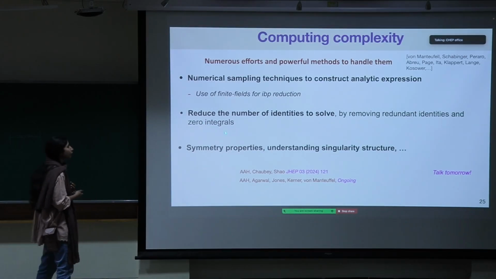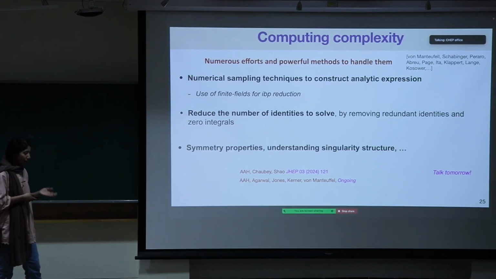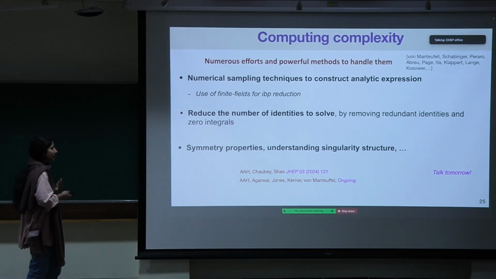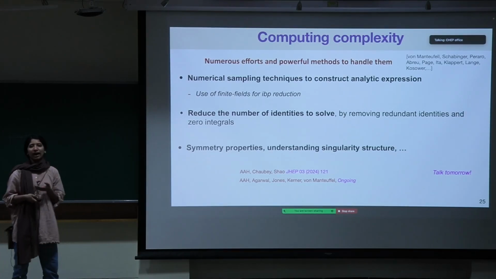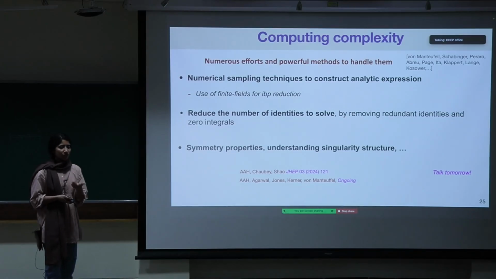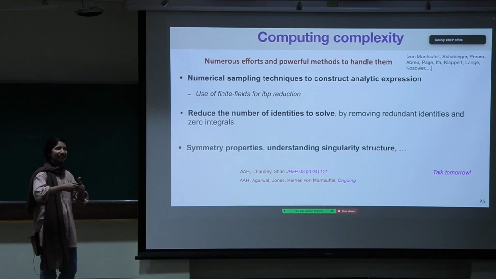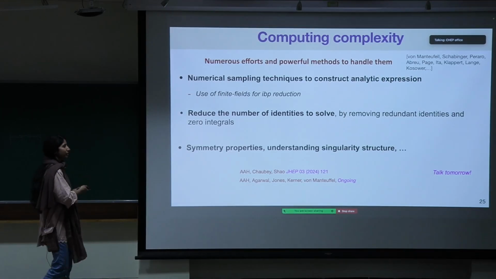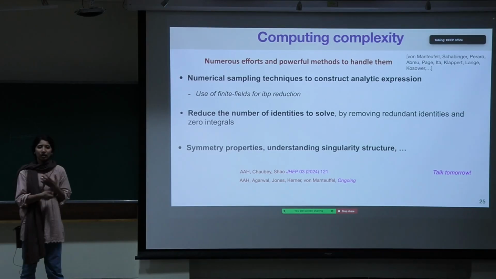And also we could have scaleless integrals, which are zero. So if, before doing the IBP, we apply some methods to identify this kind of redundant identities and zero integrals, that will slightly reduce the number of identities to be solved using IBP. And then we can also use the symmetry properties of the amplitude, or understand the singularity structure and handle the system in a better way, which also reduces the whole computational setup by some factors.